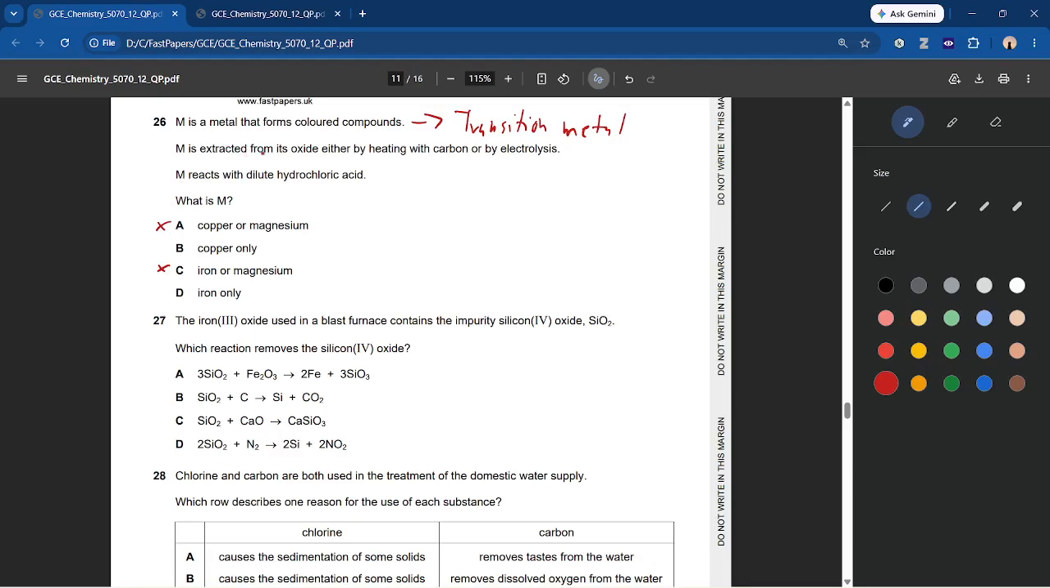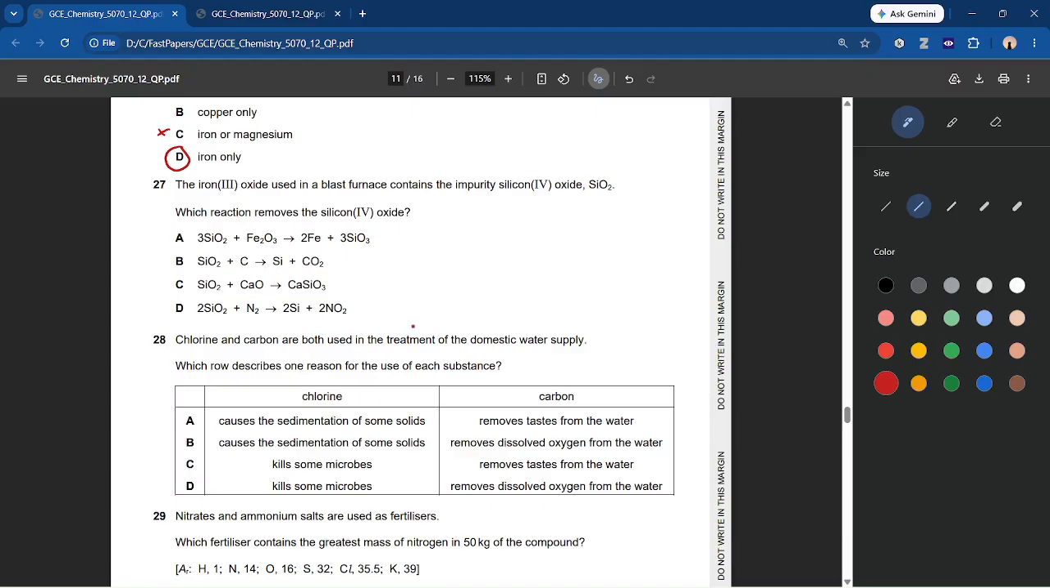M is extracted from its oxide either by heating with carbon or by electrolysis, and M reacts with dilute hydrochloric acid. So by heating with carbon or by electrolysis and then reacts with hydrochloric acid, these are all symbolic of iron. And so that's going to be 26D.